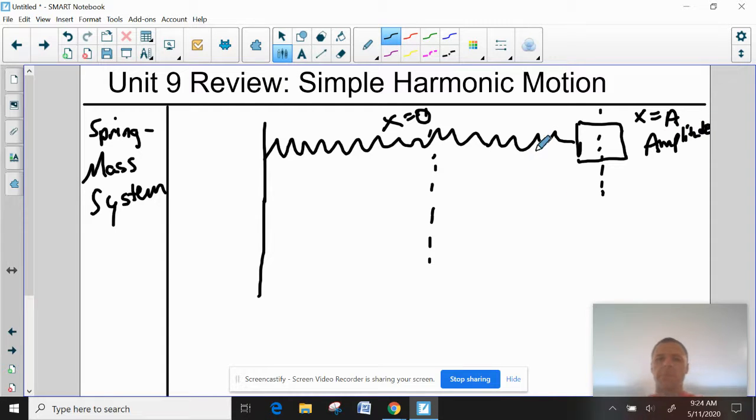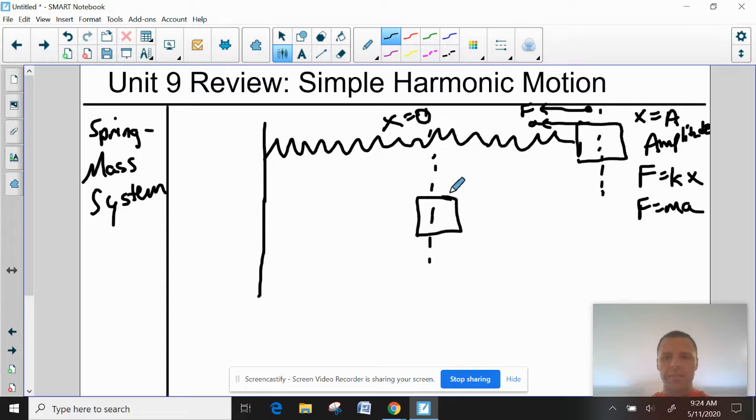That's your maximum stretch. You're going to have a force, and you're going to have your maximum acceleration at that point. That force is equal to kx. k is the spring constant. x is the displacement of the spring from equilibrium. So we could calculate that force. We could also calculate the acceleration by using F equals ma.